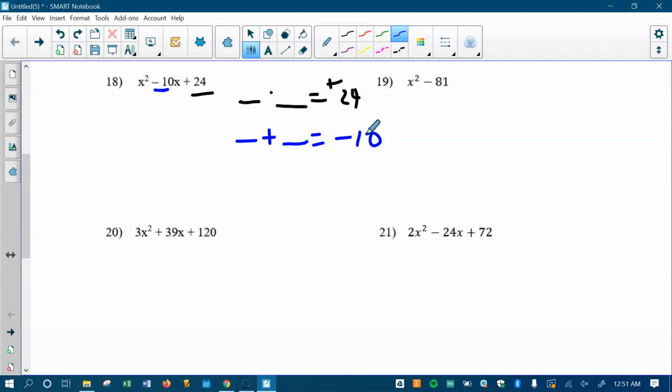And I'm thinking it is, it's either 12 and 2 or 6 and 4. And it's looking like it's going to be negative 6 and negative 4. That works for both of these. So my final answer when I factor it is going to be x minus 6, and it's going to be x minus 4. And I'm done.